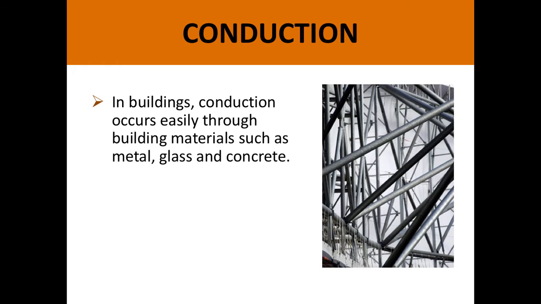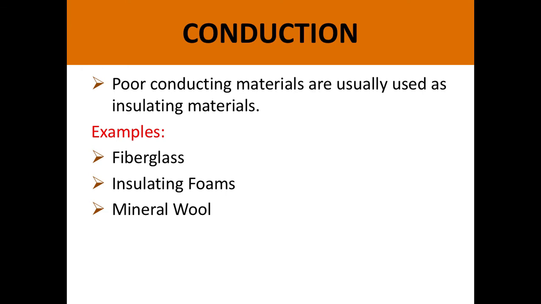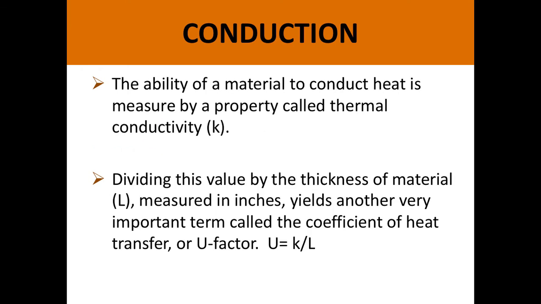In buildings, conduction occurs easily through building materials such as metal, glass, and concrete. Poor conducting materials are usually used as insulating materials. For example, fiberglass, insulating foams, and mineral wool. Now, all of these have one thing in common. They have a lot of air space in them because, believe it or not, air is a really great insulating material. The ability of a material to conduct heat is measured by a property called thermal conductivity.